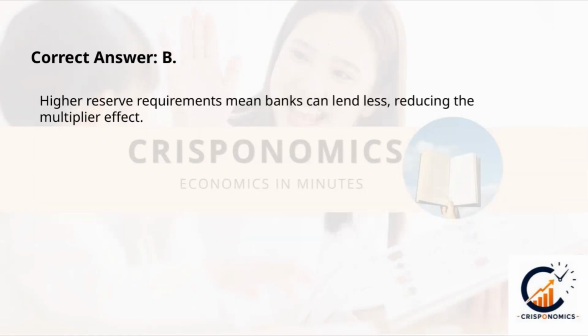When reserve requirements go up, banks have to hold onto more money instead of lending it out. That means they can't create as many loans, which shrinks the multiplier effect, the process where $1 of reserves supports multiple dollars of lending. So, higher reserve requirements tighten the flow of credit in the economy. This is why option B is the correct answer here.